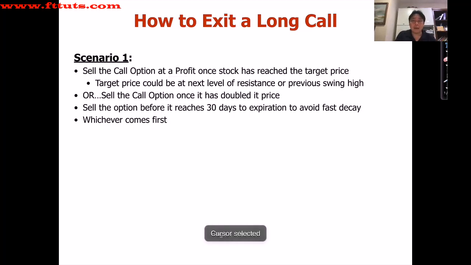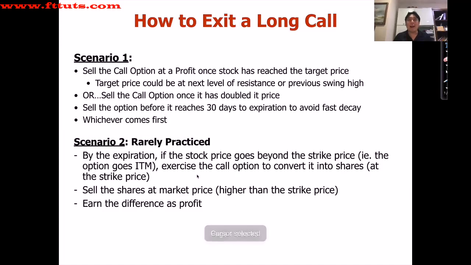The second scenario is something which is rarely practiced by option traders. In theory, there are people who do this, but I've never done it. And most of the time, option traders do not do this, okay? Which is, by the time it expires and the stock price goes beyond the strike price, in other words, it goes in the money, you then exercise the call option to convert it to shares at the strike price. Then you sell the shares at the market price and earn the difference as profit.